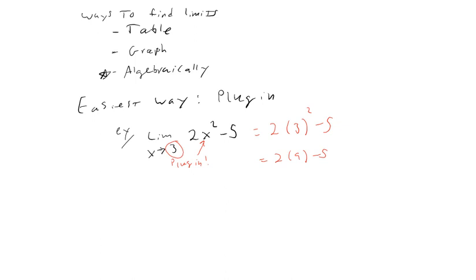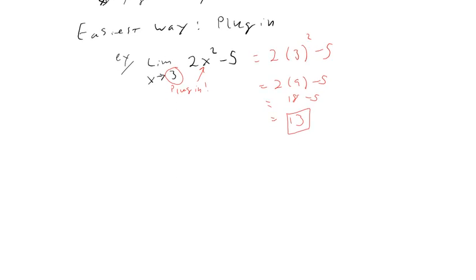Please, everybody, you're in pre-calculus. Do not make the mistake of multiplying first. PEMDAS, everybody. Exponents first. Come on, people. We can do this. Exponents first. 3 squared is 9. 2 times 9, that would be 18 minus 5. It's going to equal 13. There's our answer. No problem. To get a limit, most of the time, you try plugging in, and that works great.